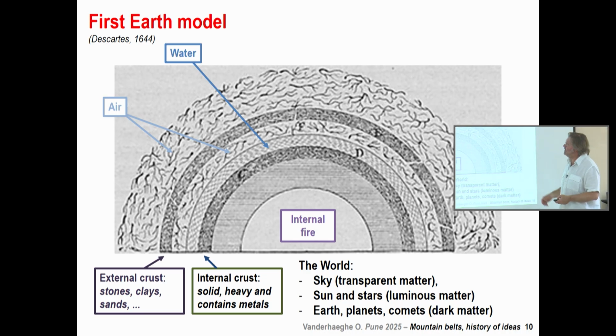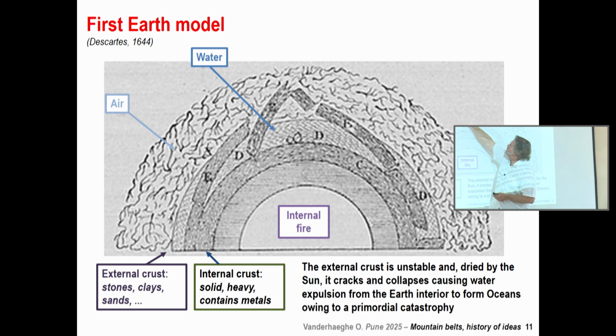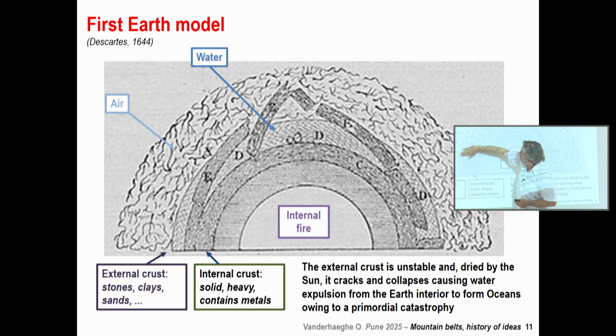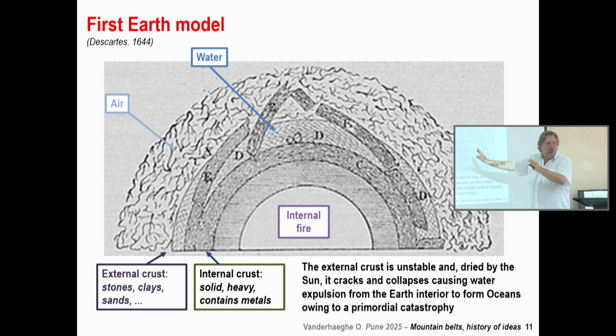What I like is the next slide: okay, how do you form oceans and mountains from this? Boom. The external crust is unstable and dried by the sun. It cracks and collapses, causing water expulsion from the earth's interior to form oceans, owing to a primordial catastrophe. Here are the first mountains. The oceans are the water that is expelled out. I think it's lovely. You don't want to do any anachronism with what they had at that time in terms of knowledge. This is fantastic in terms of creativity, right? Not saying that it's the way it works, the way we understand it now, but in terms of mind step, that's very, very impressive.